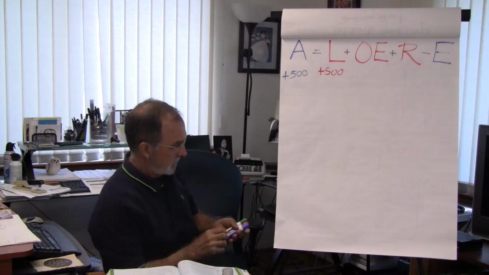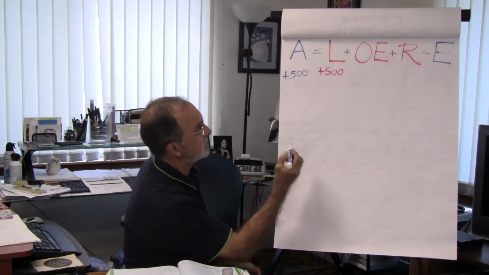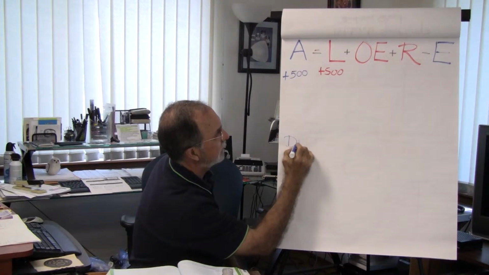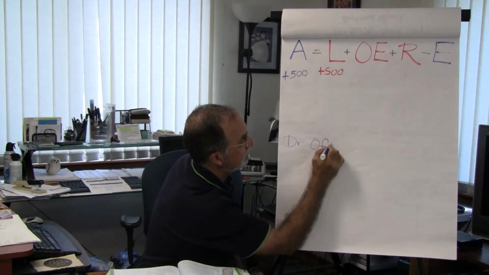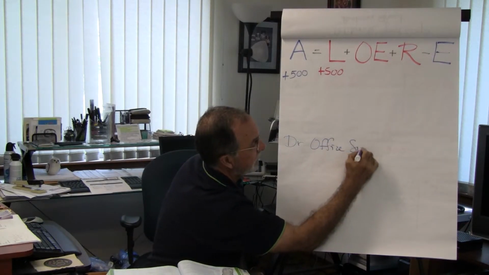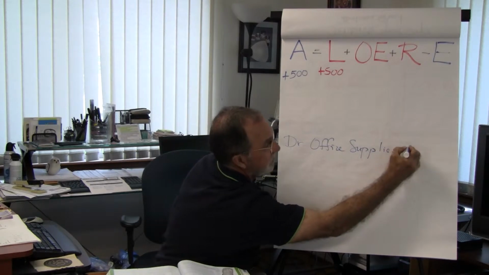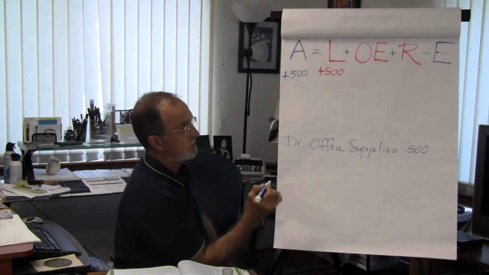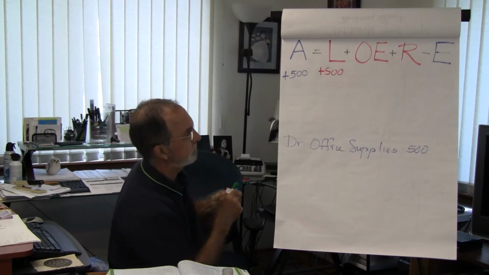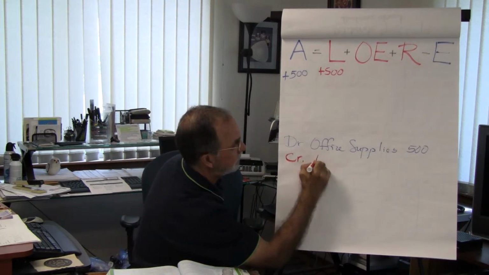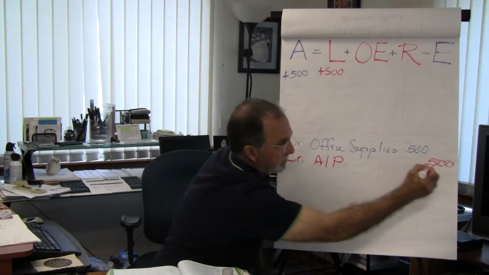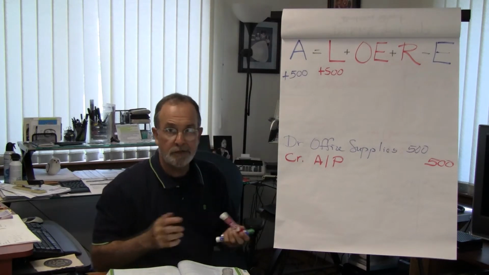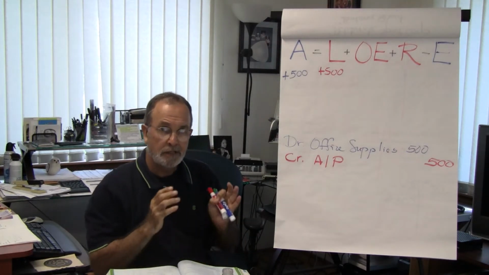And so our transaction would be journalized with a debit to office supplies 500, and a credit to accounts payable 500. Debits equal credits. Each and every transaction, the debit amount and the credit amount are equal.